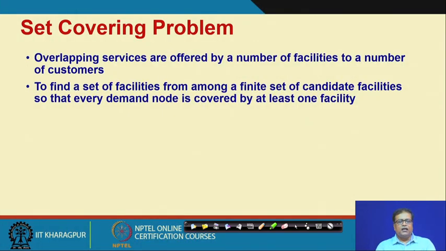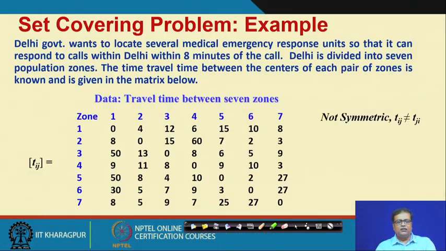Now, the set covering problem, I have already discussed what that is. So, let us say a government wishes to locate several medical emergency response units, so that it can respond to calls within the city within 8 minutes of the call. Now, the city is divided into 7 population zones. The travel time between the centers of each pair of zones is known and is given in the matrix below. Look here, it is not symmetric.